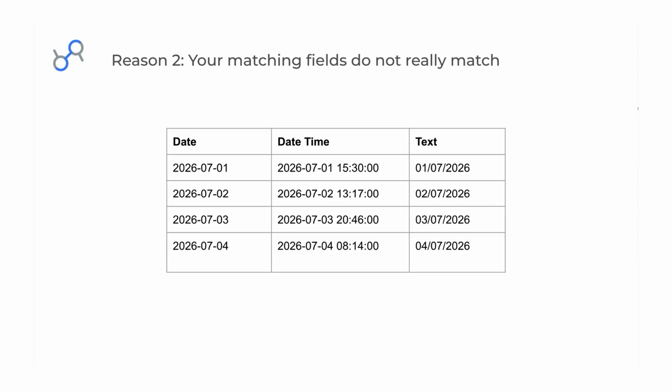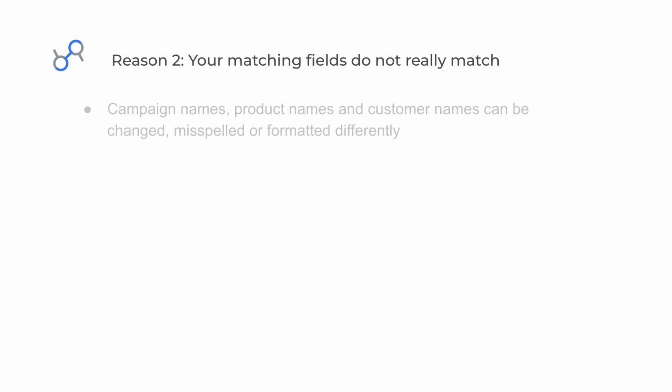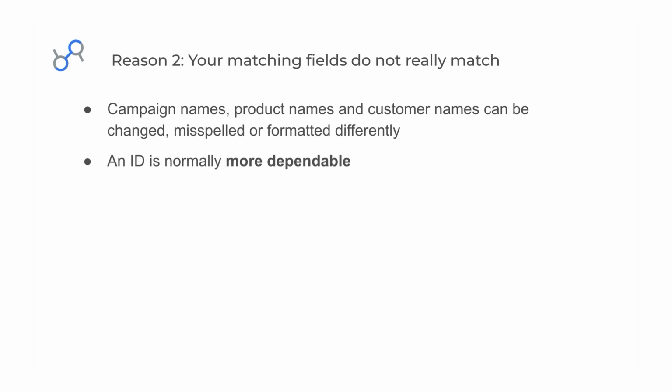Dates create similar problems. One source may contain a proper date field, another may contain a date and time. Or one source may contain the 1st of July as a date, while another stores it as text written 01/07/2026. The fields may all be described as dates, but they're not necessarily the same type or format. Campaign names, product names, and customer names can be changed, misspelled, or formatted differently. An ID is normally more dependable. But even when you use an ID, you still need to make sure it has the same format and data type in both tables.